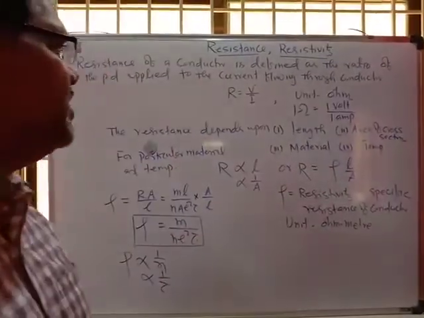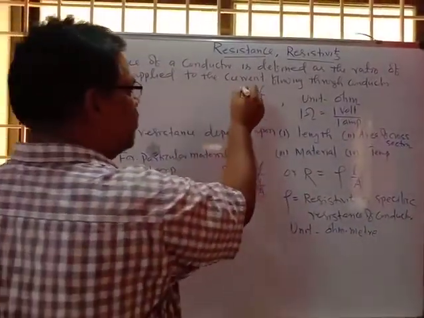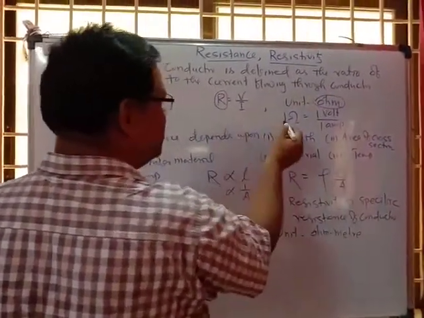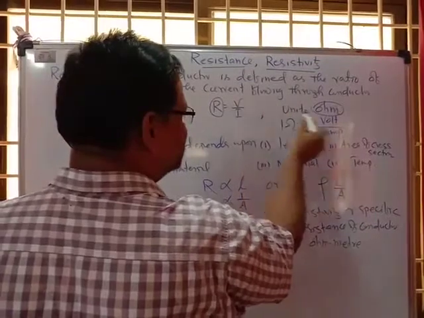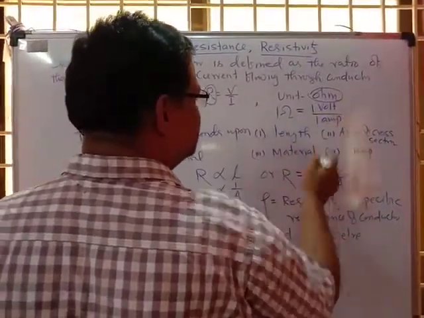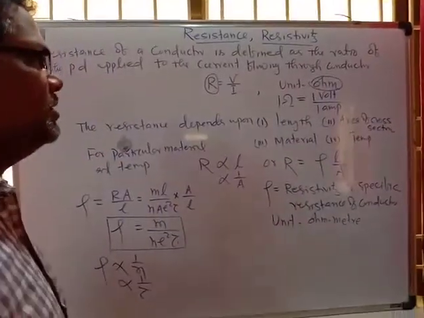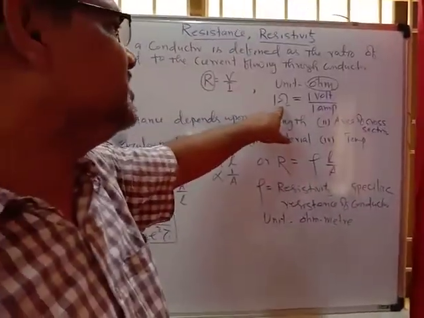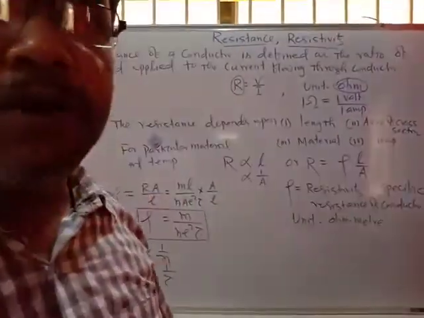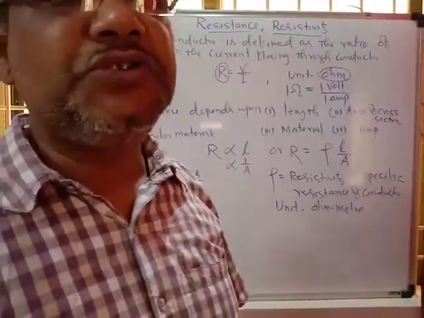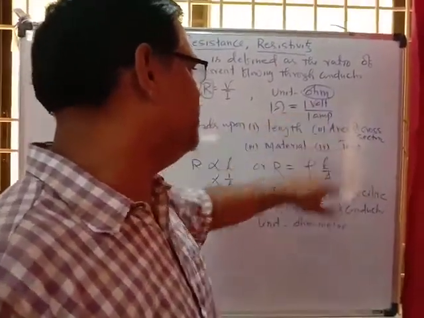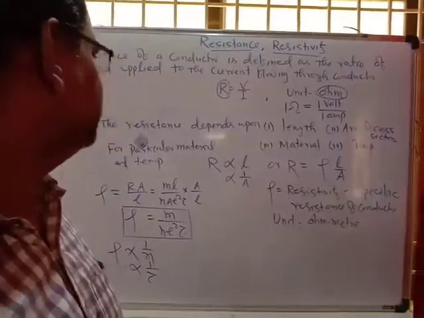What is the unit of resistance? The unit of resistance is ohm. From here, 1 ohm equals 1 volt upon 1 ampere. The resistance of a conductor is said to be 1 ohm if a potential difference of 1 volt produces a current of 1 ampere. That is 1 ohm equals 1 volt by 1 ampere. This is all about resistance.